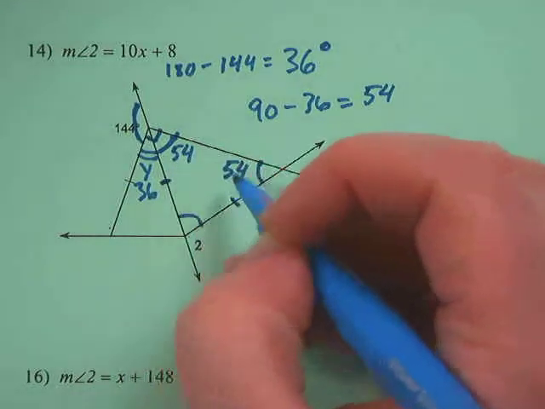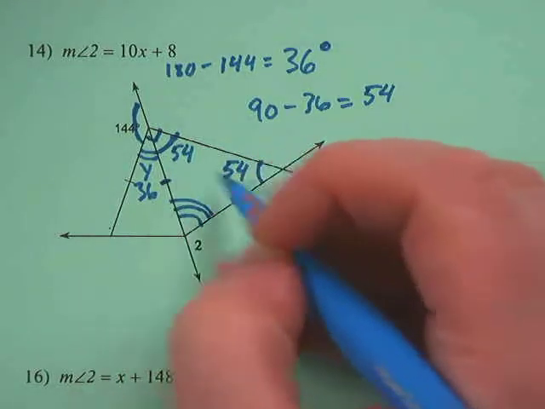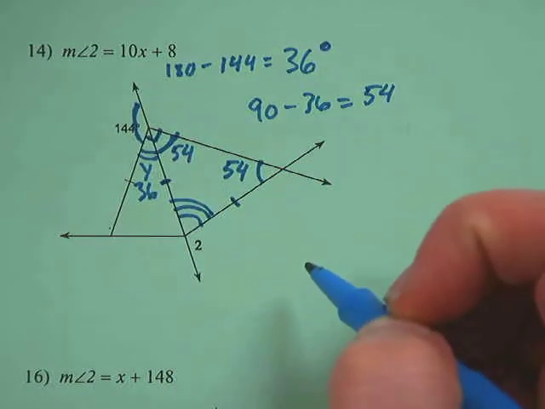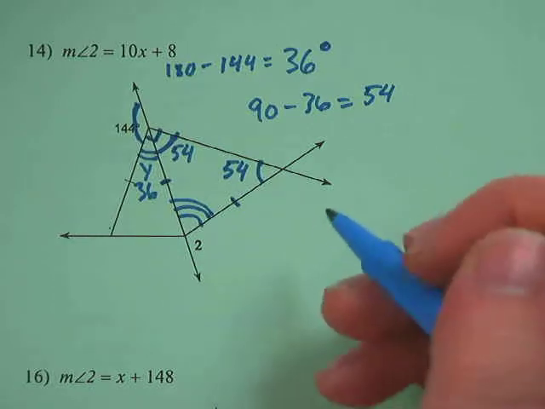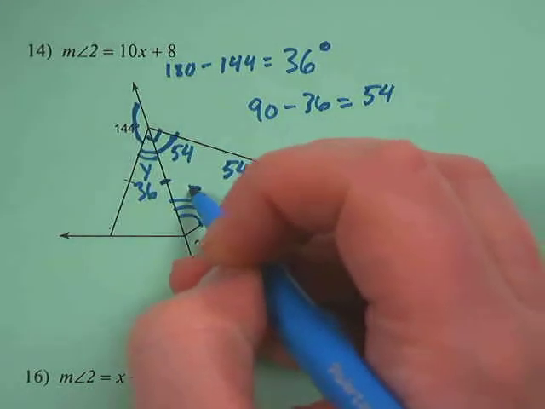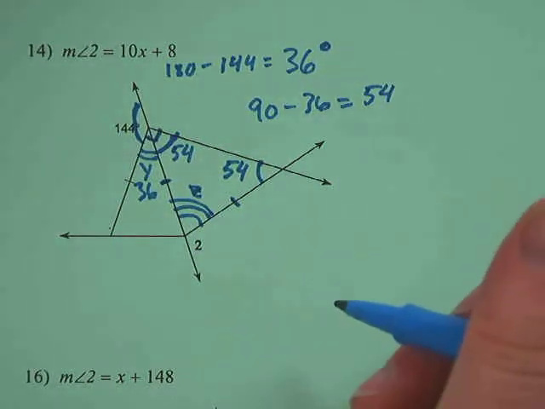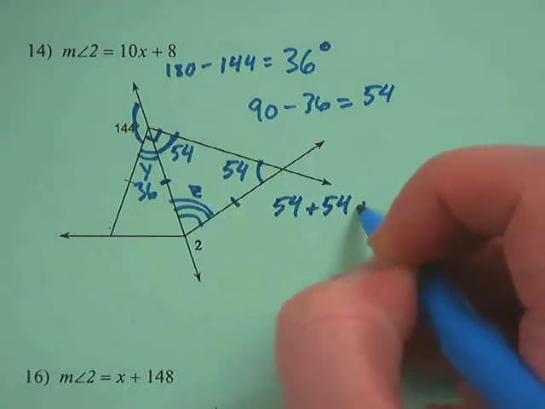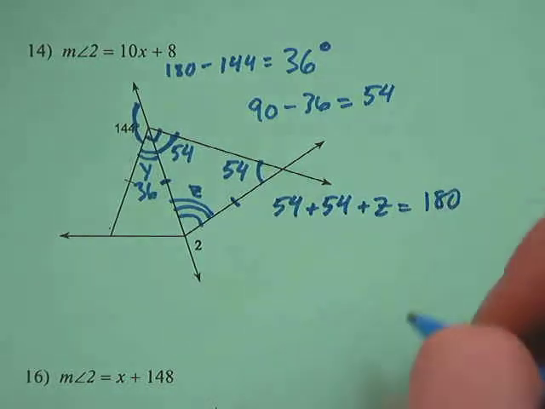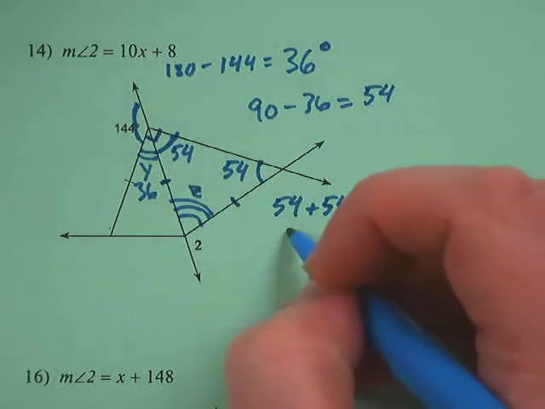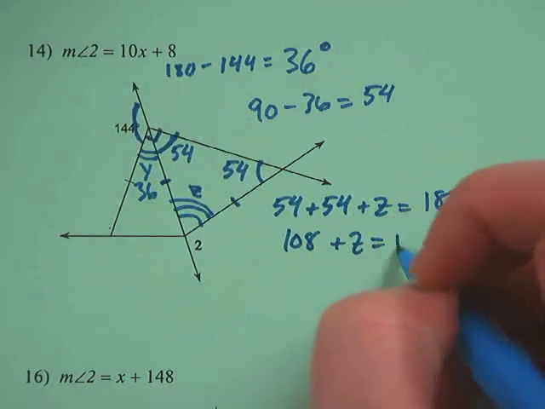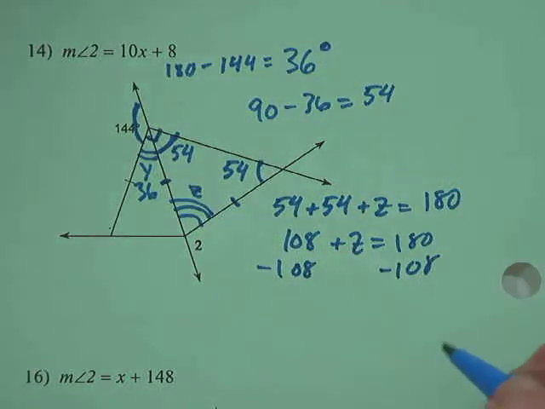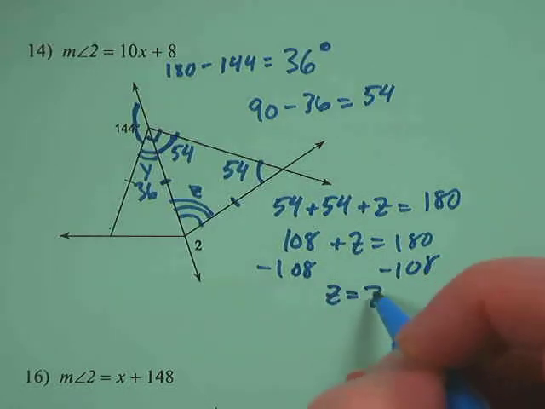Then, since the angles of a triangle add up to 180 degrees, 54 plus whatever this angle is going to equal 180 degrees. So we're going to call this z just for the sake of making it easy to write an equation. So we have 54 plus 54 plus z equals 180. So combining those, we get 108 plus z equals 180, minus 108 on both sides. We get that z is 72.